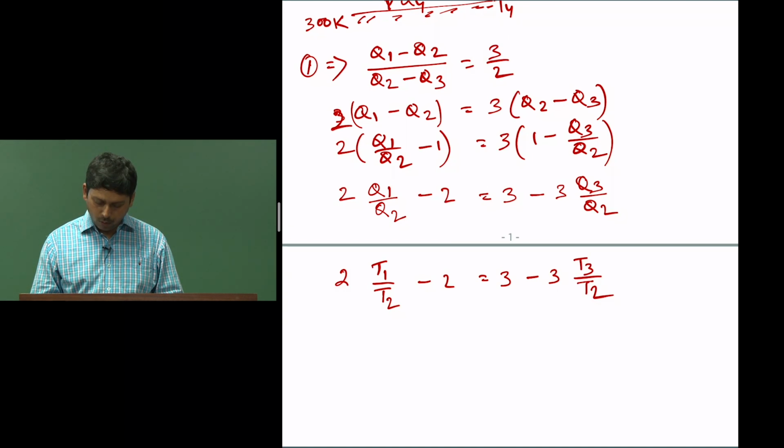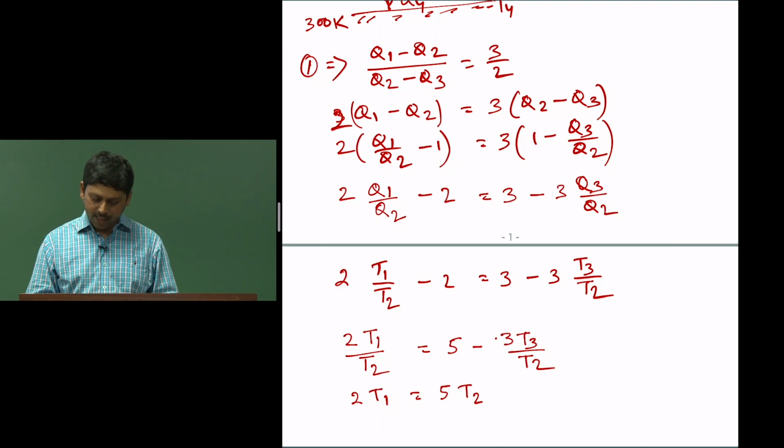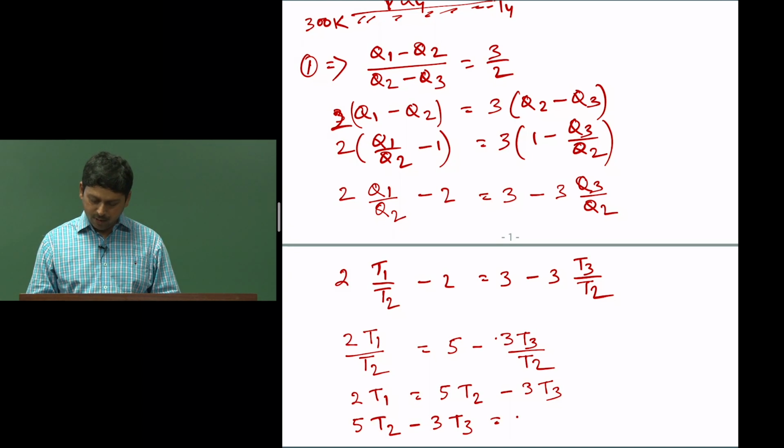So, let us simplify a little bit more. 2 T1 by T2 is equal to 5 minus 3 T3 by T2. Simplifying further will give us 2 T1 equal to 5 T2 minus 3 T3, basically multiplying by T2 on both sides. Now, the information of T1 is given to me, so 5 T2 minus 3 T3 is equal to 2 into 1100 Kelvin, so 2200 Kelvin.